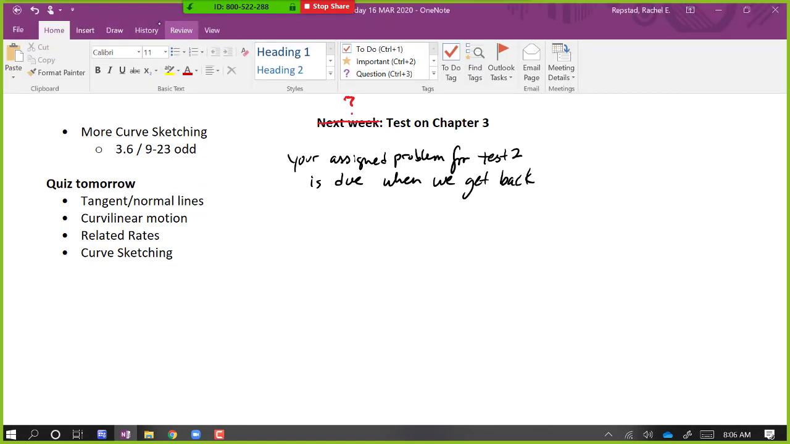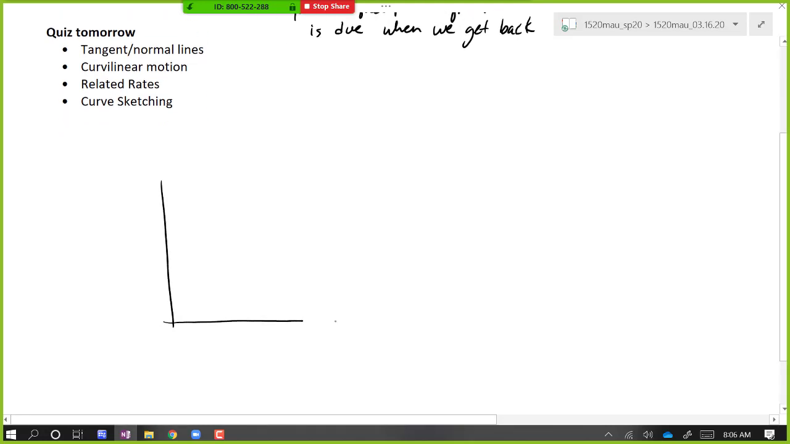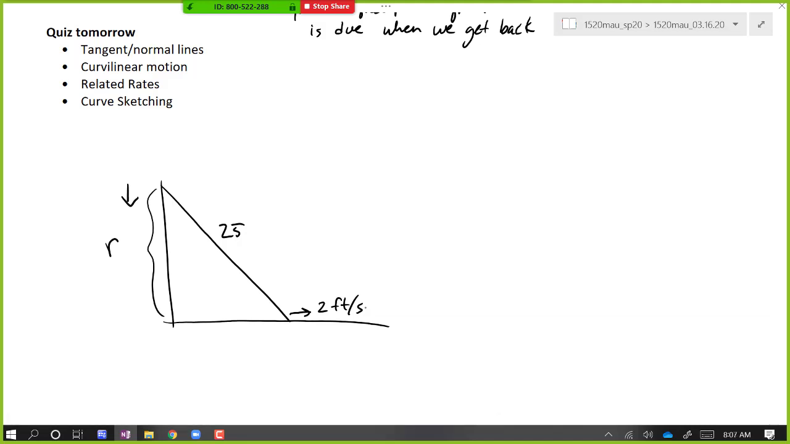Right, the ladder problem? Yeah. So I know generically what the ladder problem is, but, oh, there we go. Okay, 2.6. A ladder leaning against a wall, 25 feet long. So this length they're calling R, and R is moving down. The base of the ladder is being pulled away from the wall at a rate of 2 feet per second. Part A asks how fast the top of the ladder is moving down the wall.